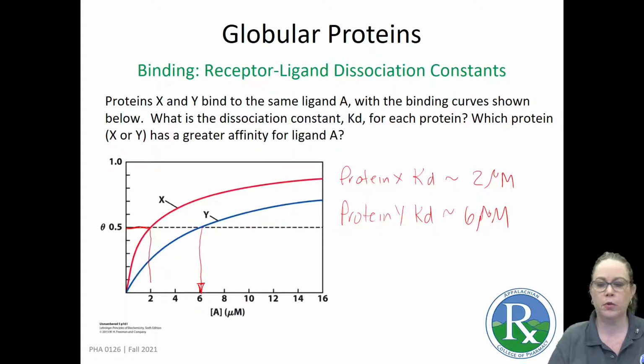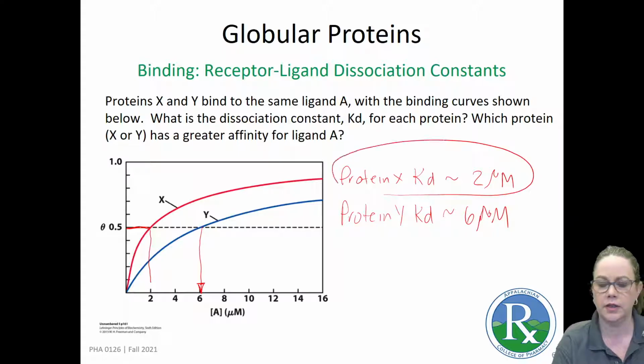Okay, so that's part 1. Which protein has the greater affinity? Remember we said greater affinity meant lower KD value. So our greater affinity is going to be protein X. And if you think about it, we need less of ligand A to get our 50% of binding sites occupied than we need of protein Y. So X has a higher affinity for that ligand.